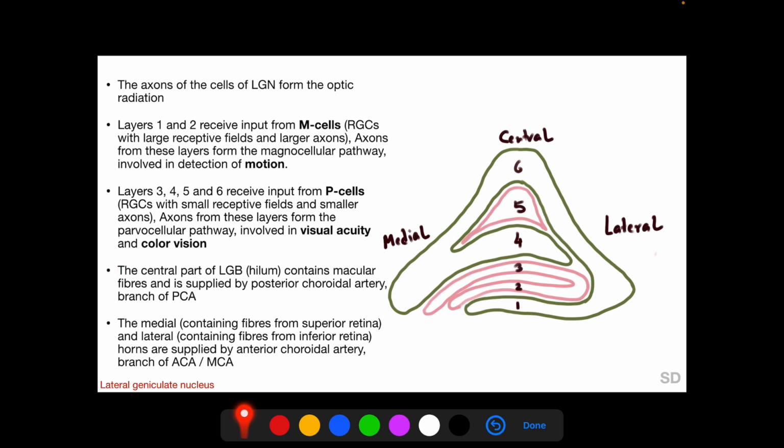The central part of the lateral geniculate body, or the lateral geniculate nucleus, is called the hilum and contains the macular fibers and is supplied by the posterior choroidal artery, a branch of the posterior cerebral artery. The medial horn containing fibers from the superior retina and the lateral horn containing fibers from the inferior retina are supplied by the anterior choroidal artery, which is a branch of either the anterior cerebral artery or the middle cerebral artery.